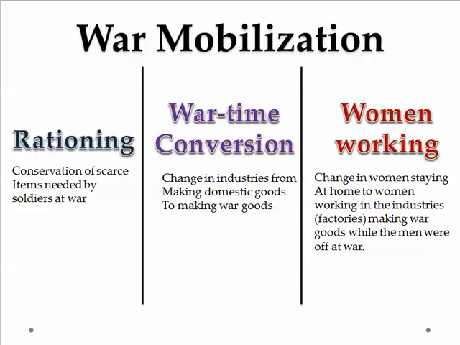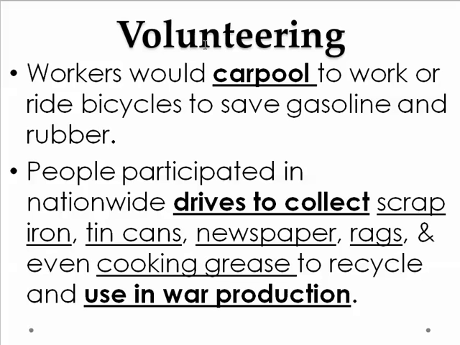Let's look at rationing first, and let's look at one type of rationing. This was volunteered rationing, where workers would carpool instead of ride their individual cars, or they would ride bicycles to save gasoline and rubber, which were items that were scarce and needed by the soldiers over in Europe. Moving tanks around and vehicles and jeeps and everything required a lot of gas, and the tires wore out a lot because of the ground they had to cover. So it was extremely important for those things to be conserved. Those are going to be rationed.